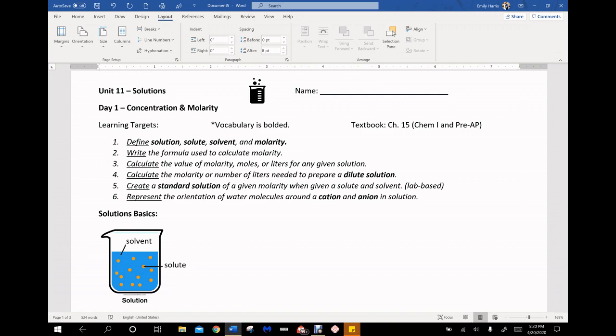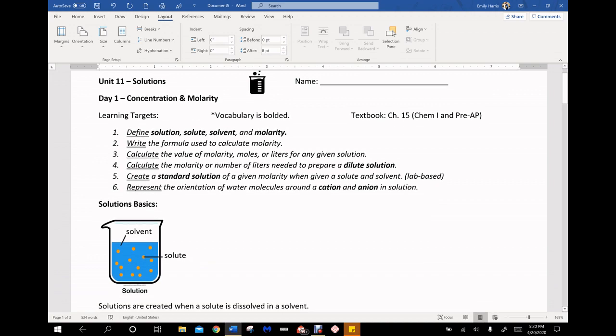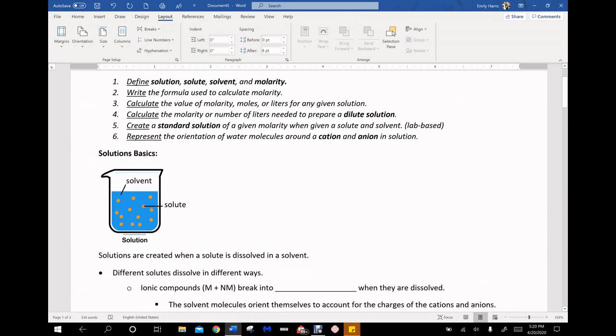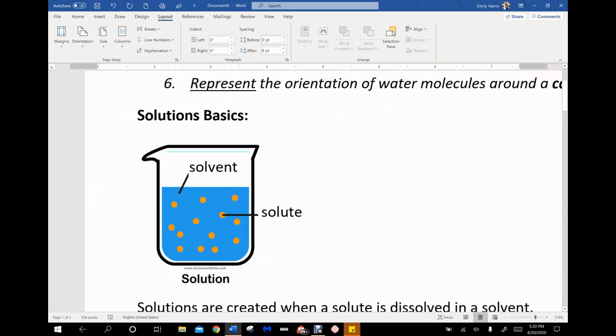And if you decide to go on and take Chemistry 2, we'll spend a good bit of time digging deeper into this topic toward the beginning of the semester, and that's a really fun unit that I enjoy getting to teach. So first of all, let's get some basic definitions down for what a solution is.